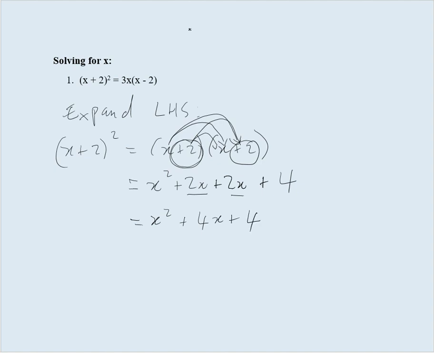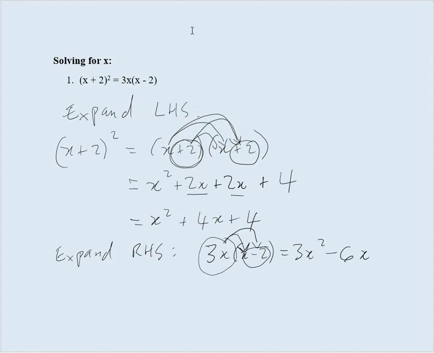Now we do the same with the right hand side. Let's expand the right hand side. And this one is a little bit simpler, so it's just 3x multiplied by x minus 2, which similarly we just take the outer term and multiply it by the two inner ones. So we end up with 3x squared minus 6x.